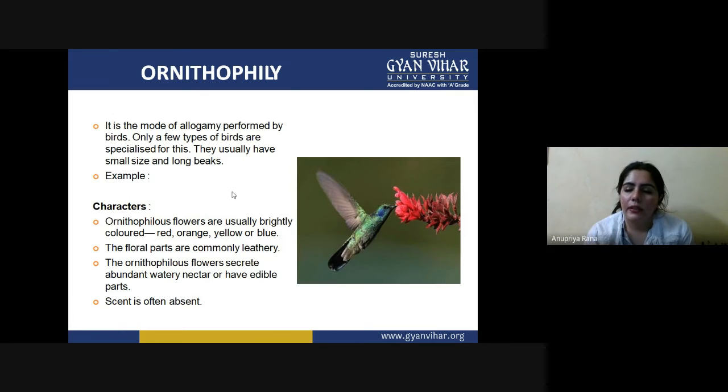And while they are eating, some pollen grains stick to their beak, and when they go to another plant and start eating again, at that time they lose some pollen at that place. In that manner we can easily see how pollen can be transferred from one place to another. Scent is often absent, so they are not very fond of any kind of nectar, so nectar is not very important here.